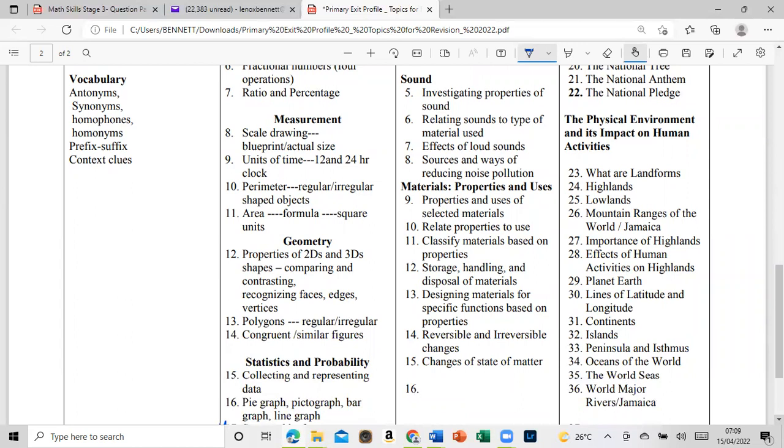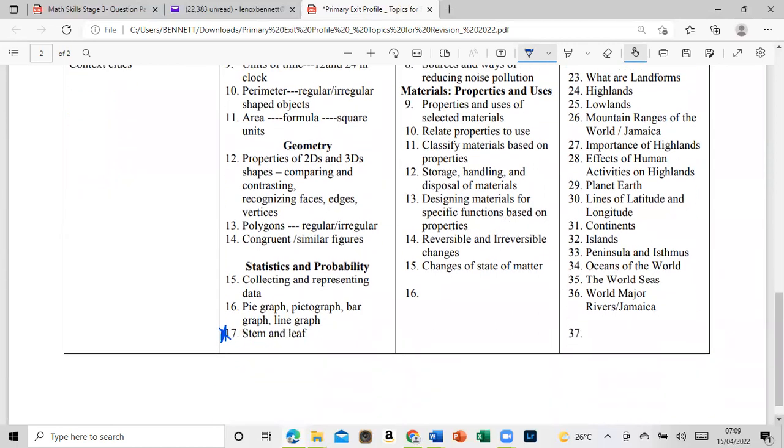All right. This is from the PEP itself. It says relative property use and properties, storage, handling, and disposal of material. I read those already. Designing materials for specific function based on property. Reversible and irreversible changes. So they must be able to differentiate between reversible and irreversible changes. What does irreversible mean? Cannot be changed, right? So they must be able to differentiate between these.